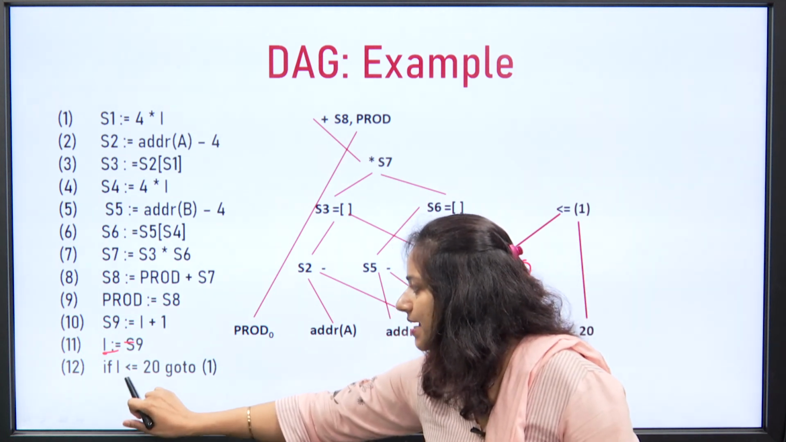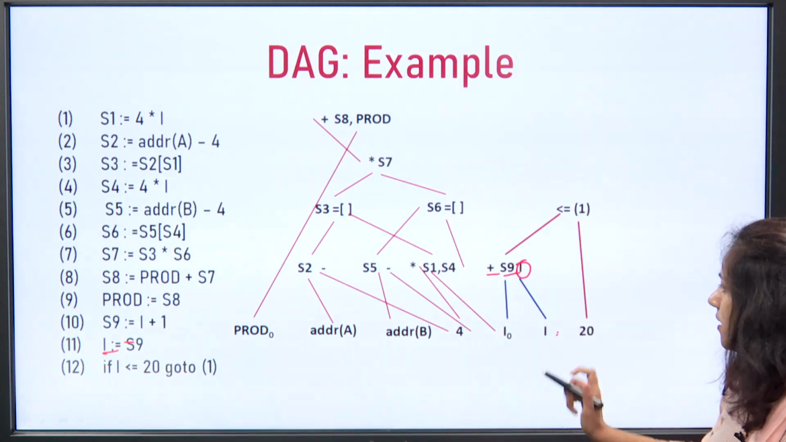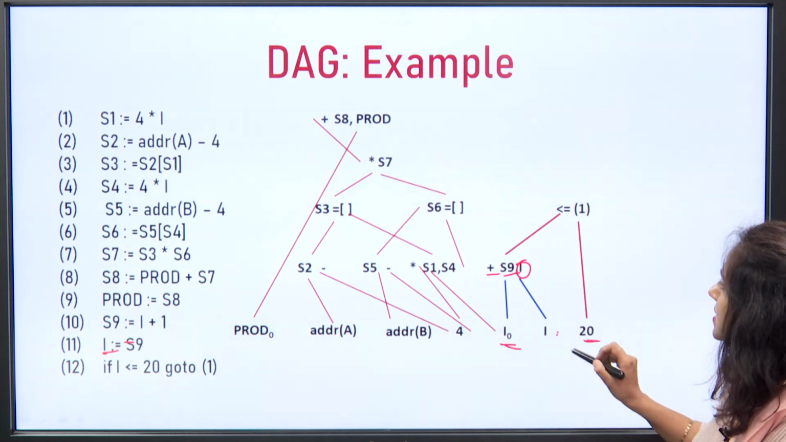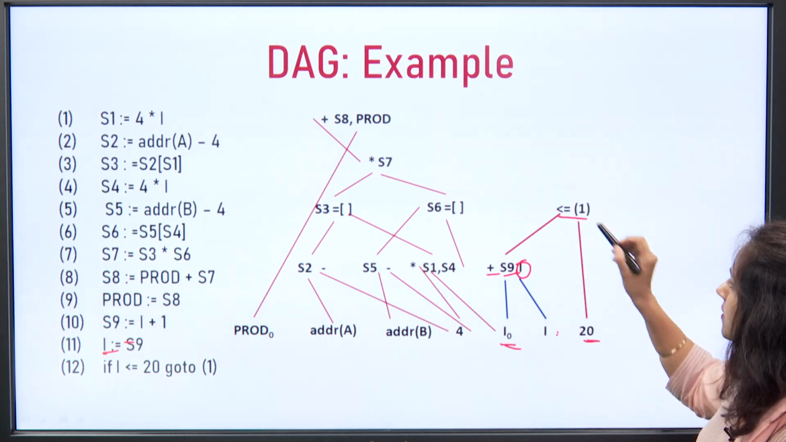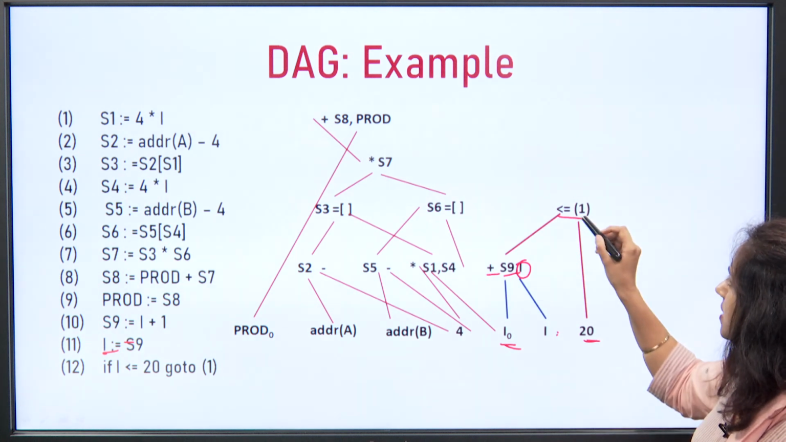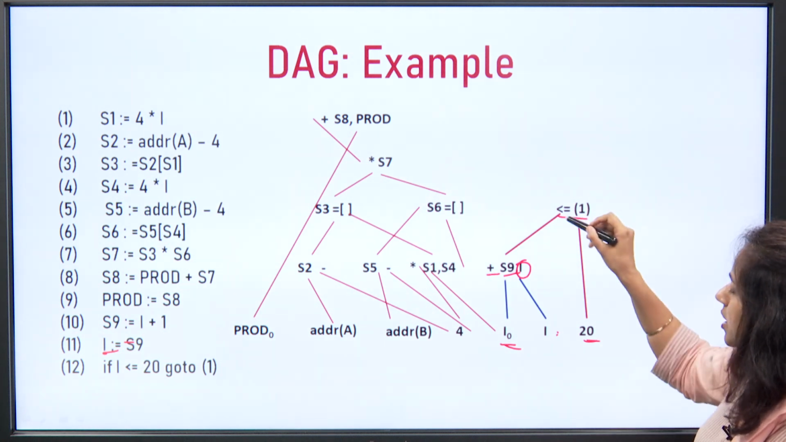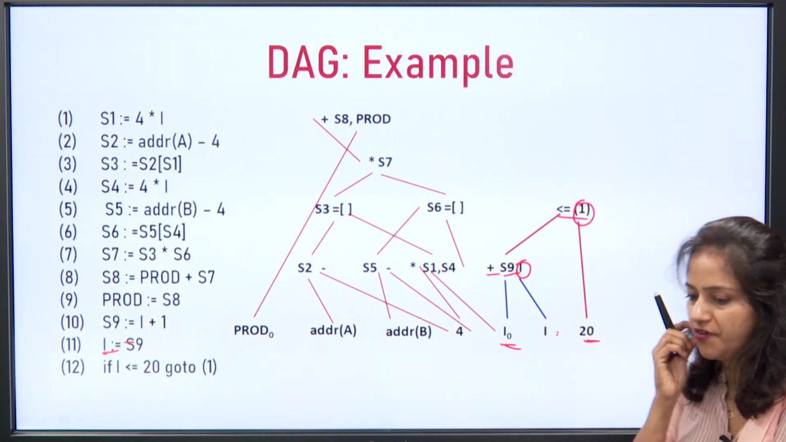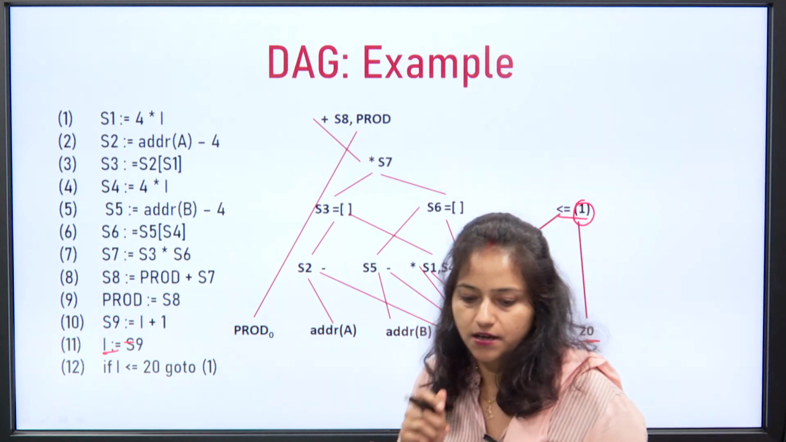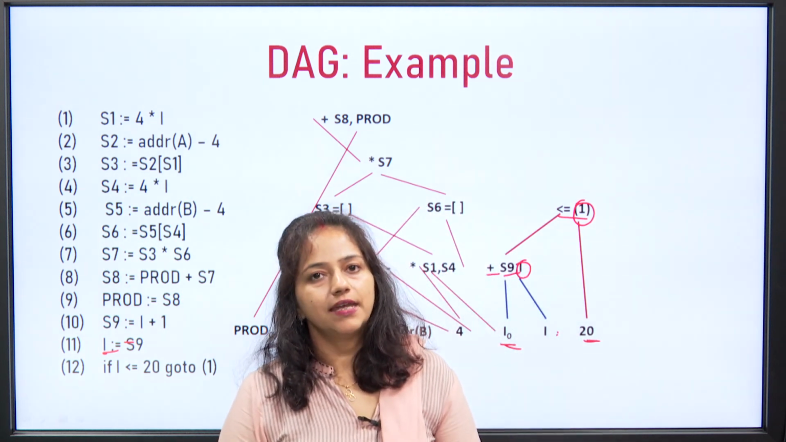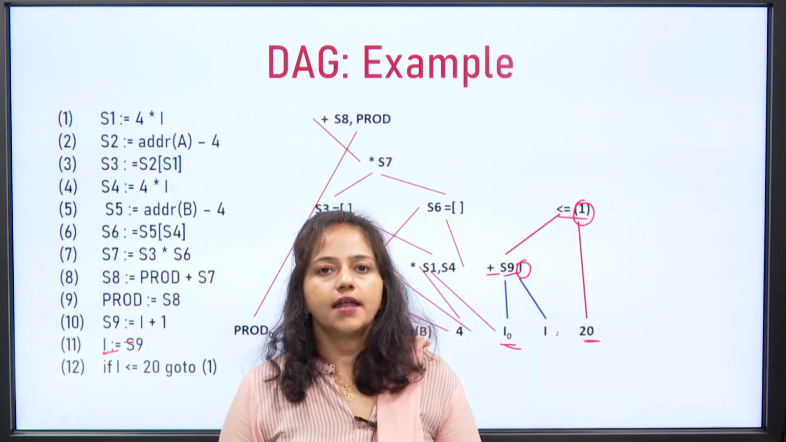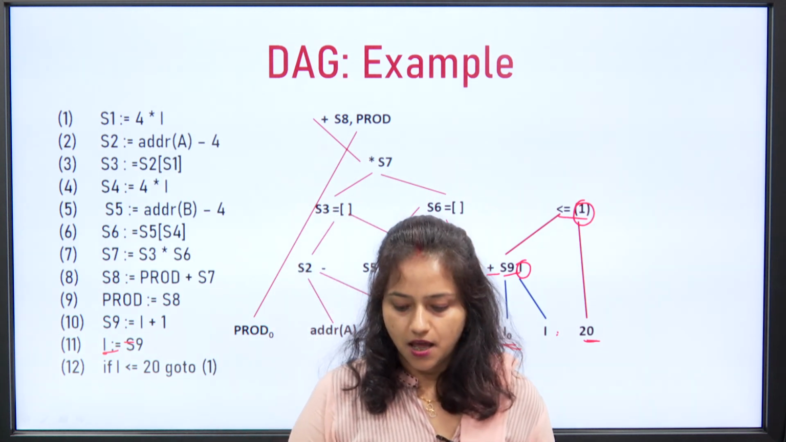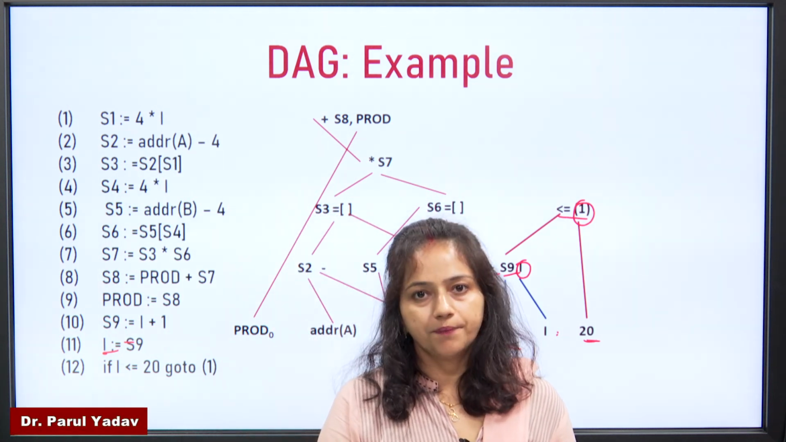Next is if I is less than or equal to 20. So, this is I and this is 20. If it is less than or equal to 20, then we will go to 1. So, here we will retain the 1. So, in that way the DAG can be calculated for any three address code, and we can find the common sub expressions, and we can easily reduce the task of recomputation.